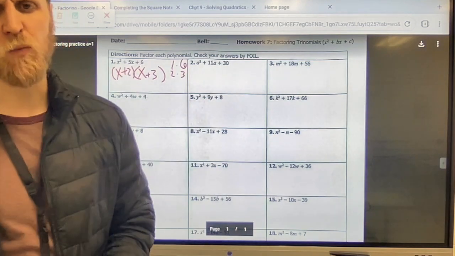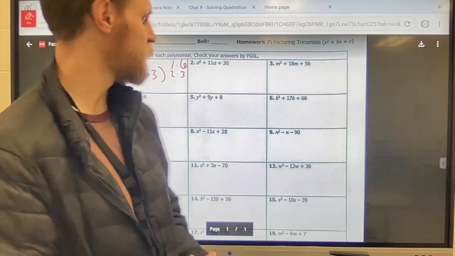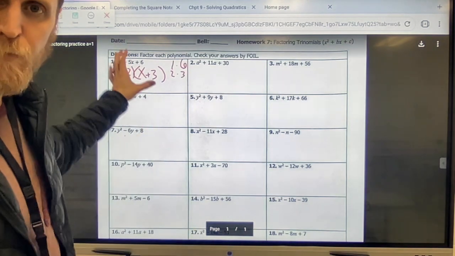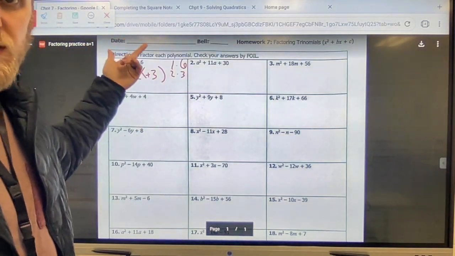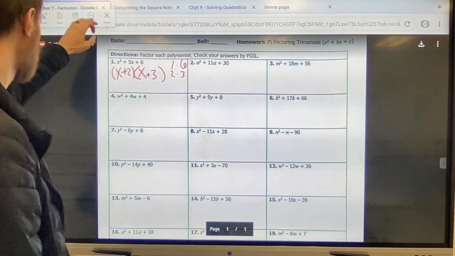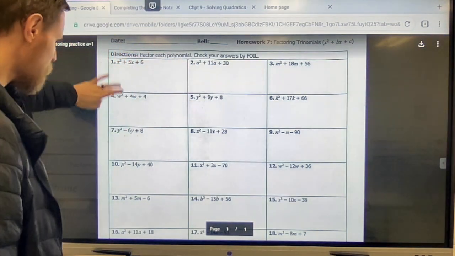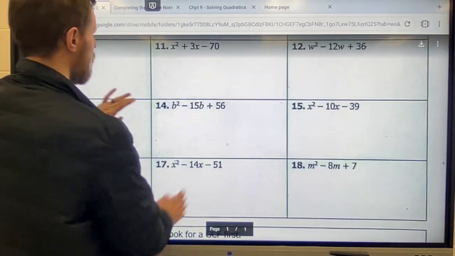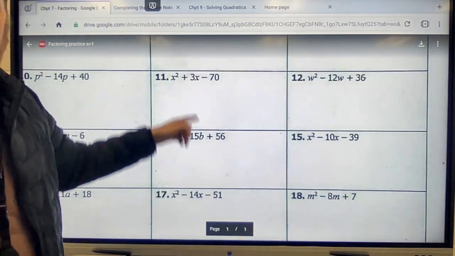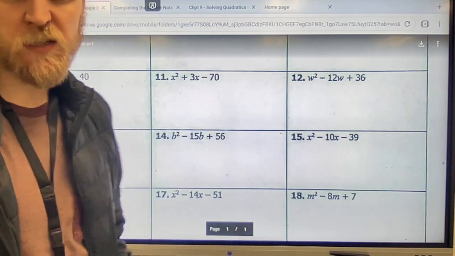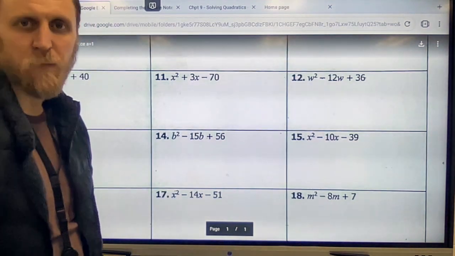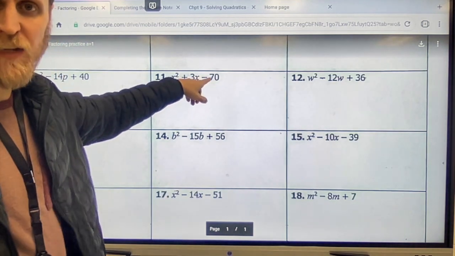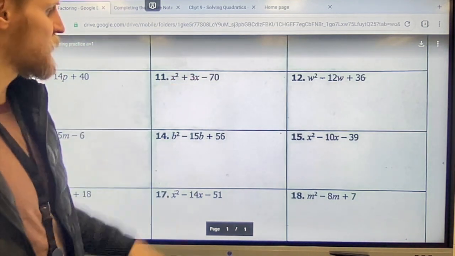Now, I do want to mention one thing that I think may be tripping some people up, and that's what do you do if you have a negative value? So hopefully you already got that down because I'm about to erase it in 3, 2, okay. If you look at number 11, let's make it a little bit bigger for us. On number 11, it says x squared plus 3x minus 70. Notice how that c value in this case is now negative. It's like a minus c value.